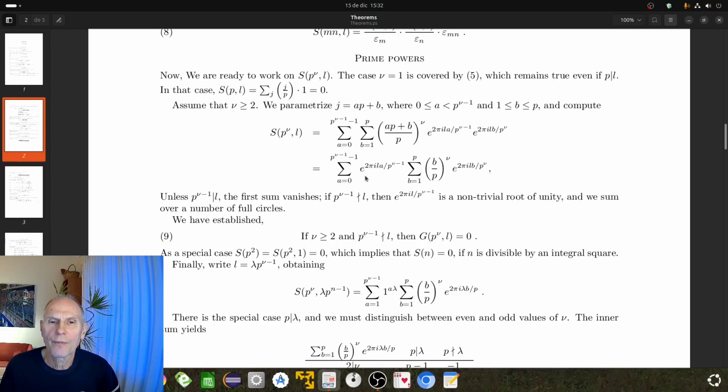L here, it may divide, P may divide it, but unless it actually cancels, then the first sum vanishes. I said that wrong. If L divided by P minus first doesn't give an integer, then it vanishes. Otherwise, is that clear? Yeah, because then it's a non-trivial root of unity, right?